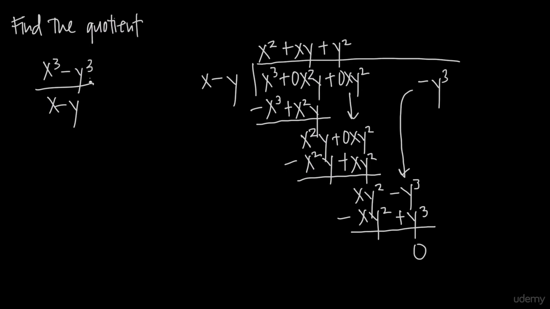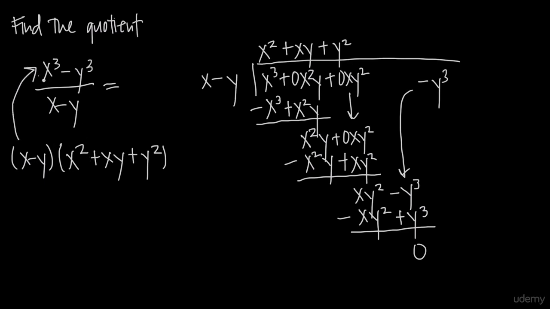So we know that we're done, and we can say now that x cubed minus y cubed divided by x minus y is equal to the quotient that we found here, x squared plus xy plus y squared. And remember, if you want to double check yourself, you can just multiply the quotient you found by the original divisor, or the original denominator from our fraction. And if you FOIL this back out, if you multiply everything, you should get back to your original numerator, x cubed minus y cubed. So that's how you use long division to find the quotient of two multivariable polynomials.